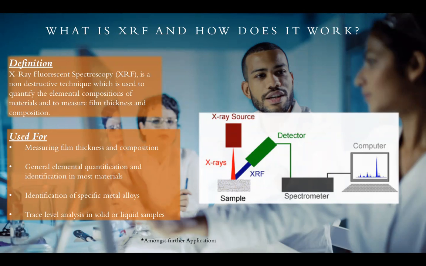To the right, I have a basic diagram of X-ray fluorescent spectroscopy and its setup, where an X-ray source shoots X-rays onto the sample. They're deflected into a detector as X-ray fluorescence, read by the spectrometer and funneled into our computer for analysis.